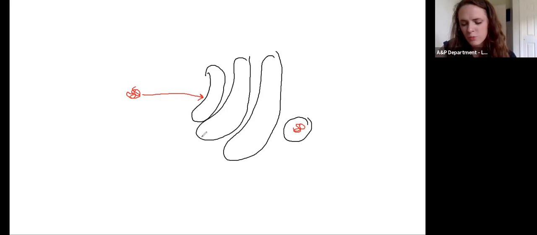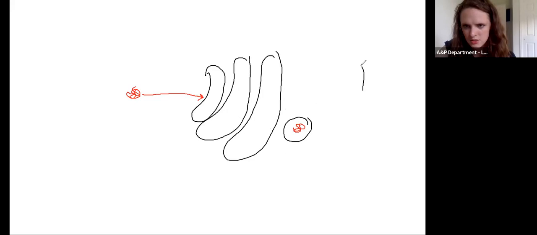Okay, that's why it's called the traffic director. That's just what it's doing. It's taking these proteins, putting them in a nice bubble, and telling them where to go. Okay, that's also number 2. It packages these proteins and sends them wherever they need to go.